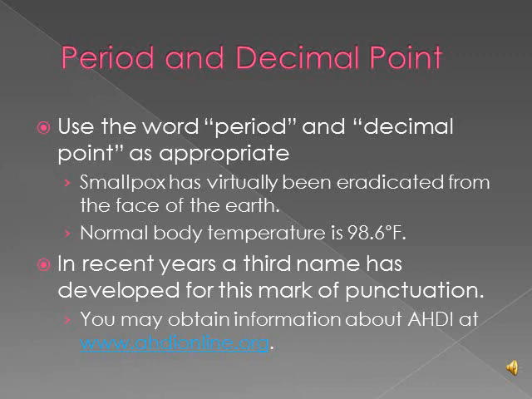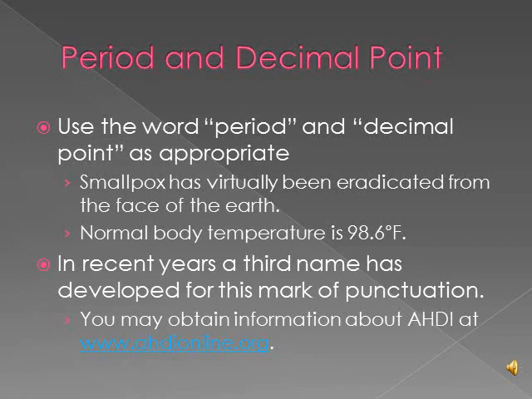Let's start by looking at the period and the decimal point. In dictation, you will hear dictators either say period or full stop, they'll also use that word, or decimal point. We're going to use those words as appropriate, such as, smallpox has virtually been eradicated from the face of the earth, period. Normal body temperature is 98.6 degrees Fahrenheit. Notice how in that number expression we use the word point, meaning a decimal point.